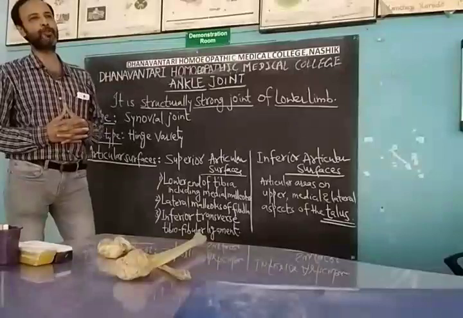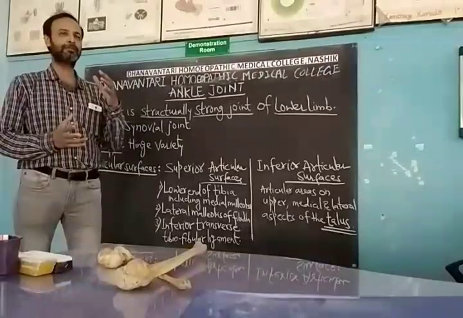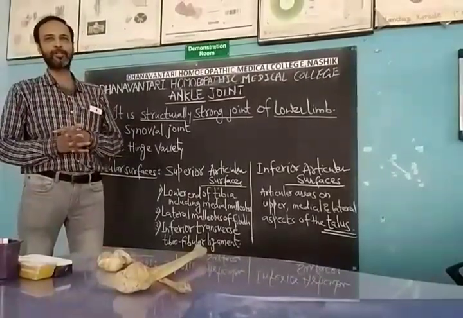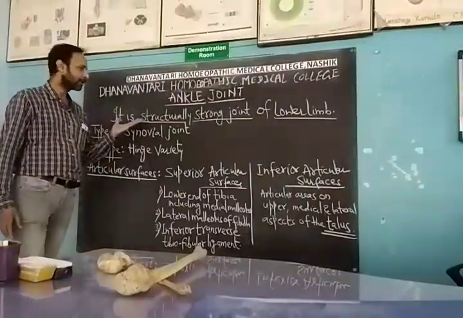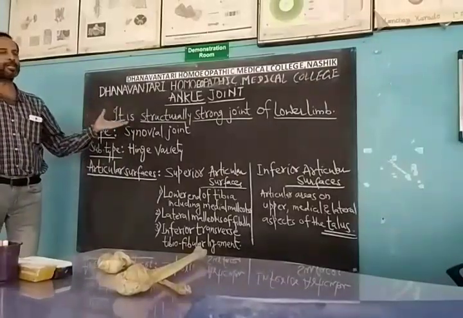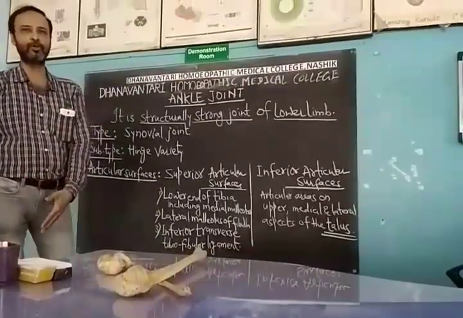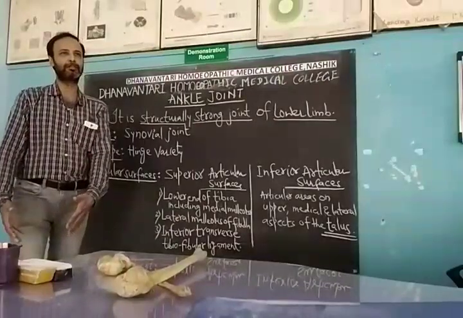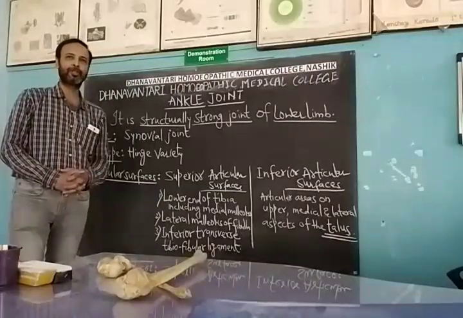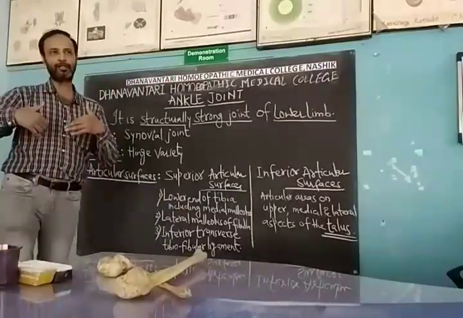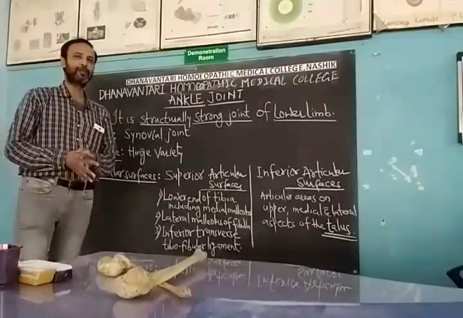Today in this ankle joint we are going to learn about the subtype of the joint, then its ligaments, relations, blood supply, then the movements and applied importance. Structurally this joint is very strong compared to the knee joint we discussed last time, which is anteriorly weak. The whole body weight is transmitted through this joint towards the foot and the ground, so the stability of this joint is very strong.